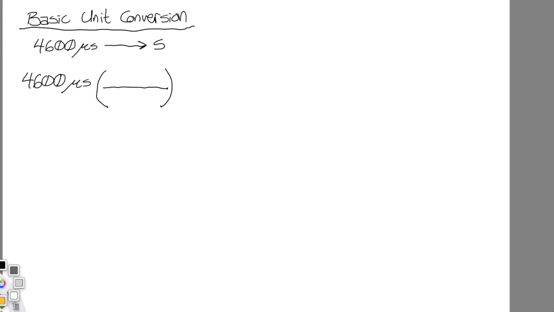So the first step to any conversion factor is the units need to cancel. What this means is if we want to get rid of this microseconds and replace it with seconds, microseconds is in the numerator right now. So to cancel that out, our conversion factor needs microseconds in the denominator. And then we want to replace that microseconds with seconds, so we put that in the numerator.